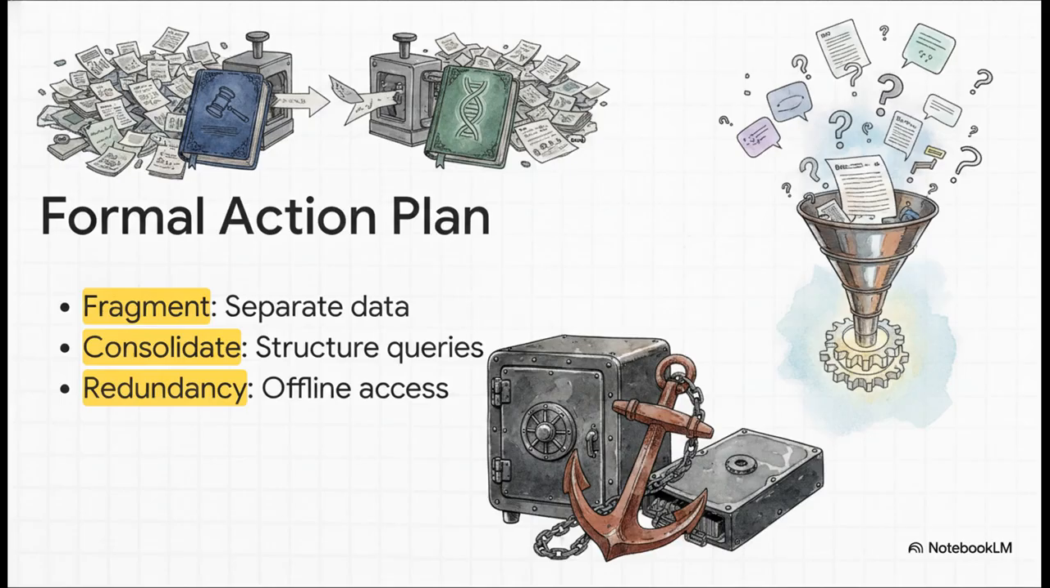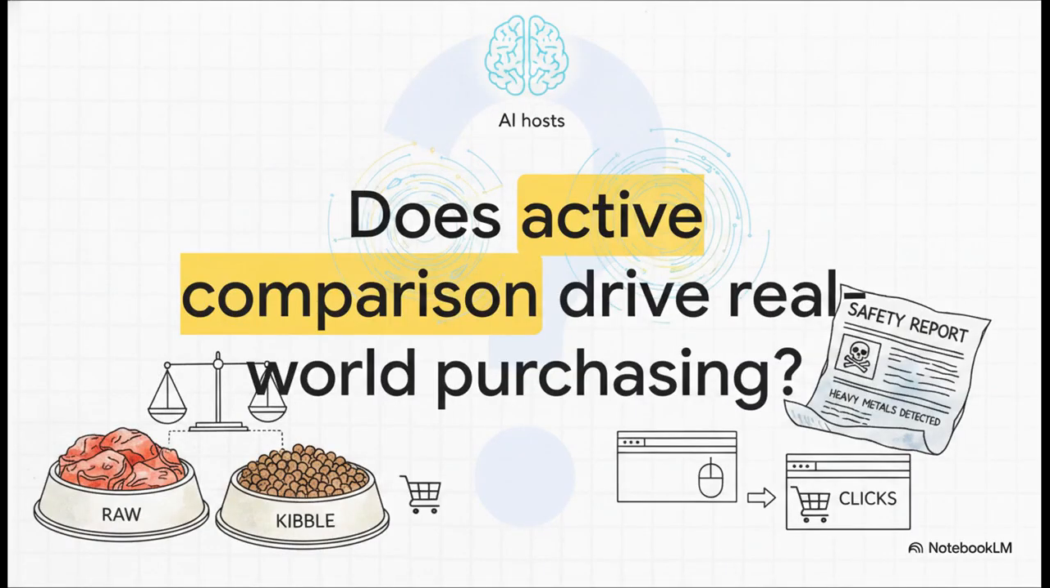Step 1, fragment the data. You have to stop loading everything into one giant pool. Keep your legal ledgers in one notebook, keep your genetic blueprints in another. Smaller pools trigger fewer limits. Step 2, consolidate queries. Stop rapid-firing conversational questions. Compile your prompts into single, highly structured requests to really maximize the output. And step 3, establish local redundancy. You've got to make sure your core methodologies are accessible offline, so you aren't completely left at the mercy of corporate server limits. Following this blueprint is really what lets you build an incredibly authoritative series.